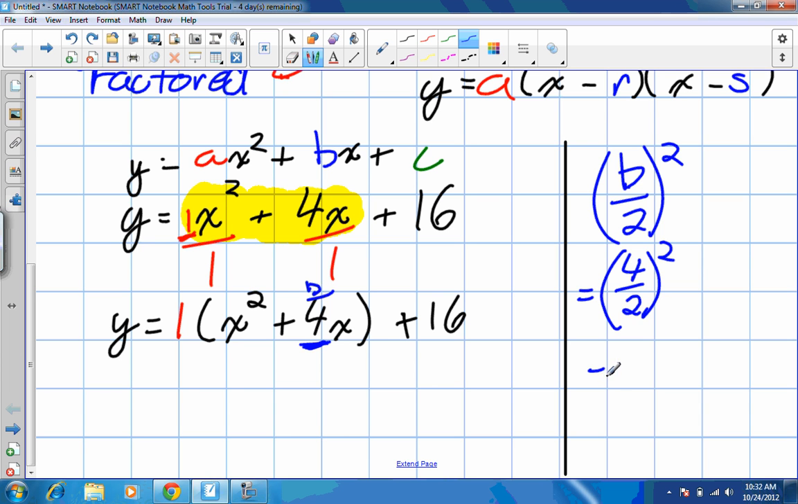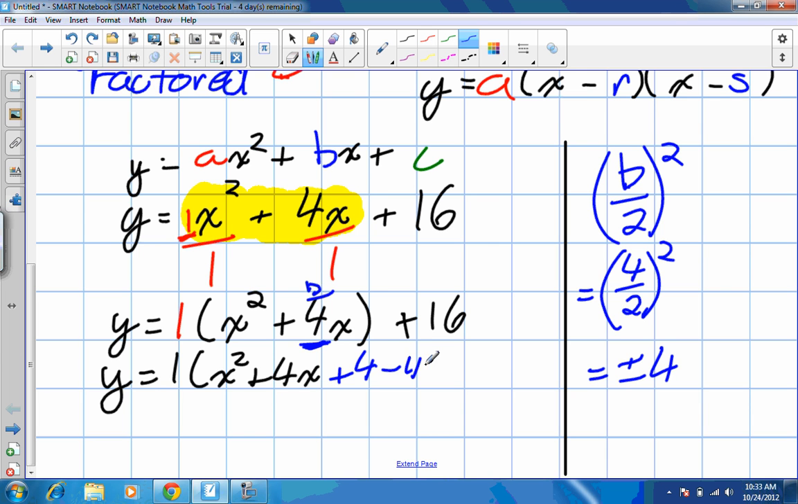What's 4 divided by 2, squared? Good. This 4, we're going to take the positive and negative value of it and plug it back into this equation. I'm going to explain why we do that in a sec. So we have y is equal to, the 1 still stays outside, we have x squared plus 4x. And this time we're going to add and subtract 4 inside the brackets.